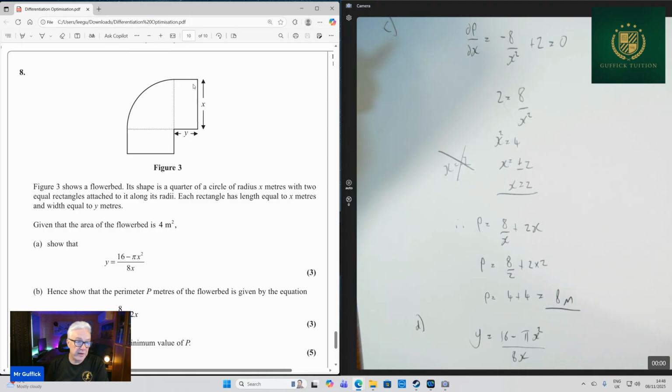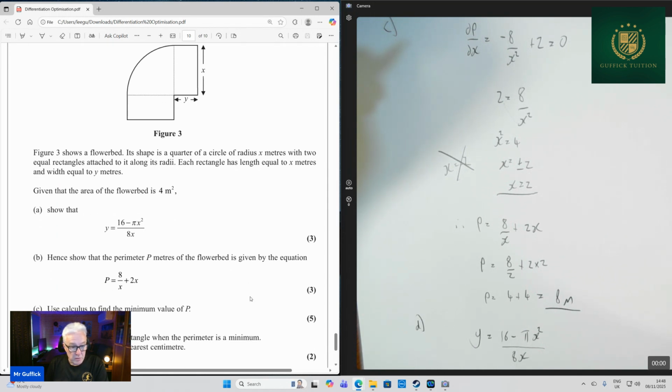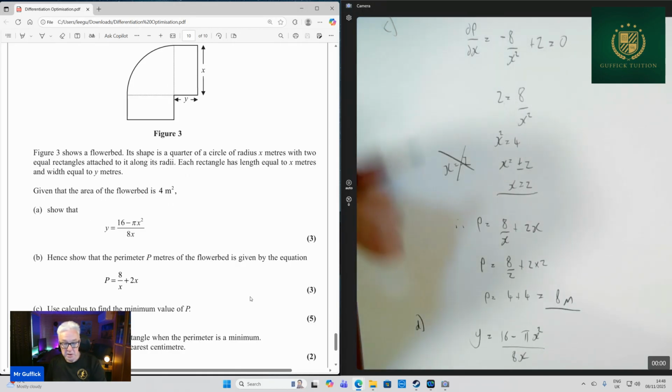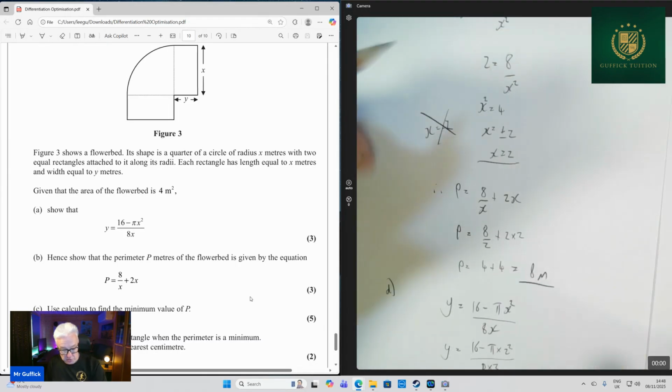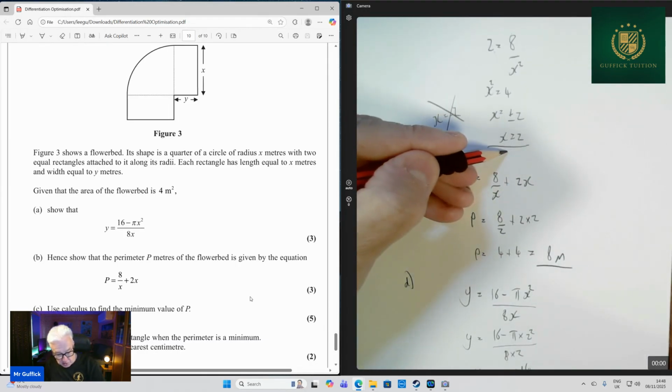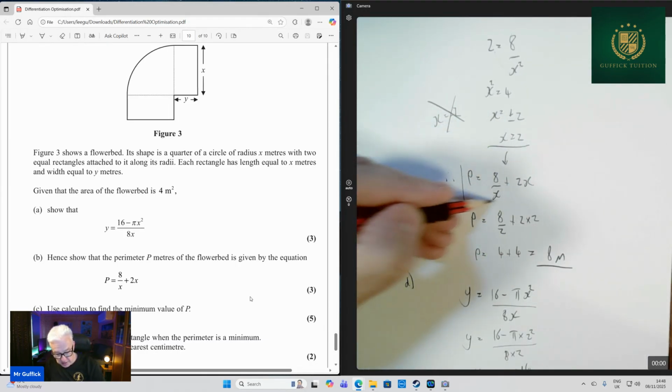So it doesn't have any meaning, so we can ignore the minus. So for part B, we found that the value, for part C, we found that the value of x where it occurs is 2. But what they want us to do is to find the minimum value of the perimeter. So we found it happens when x is 2. So we now sub that 2 into our perimeter equation.